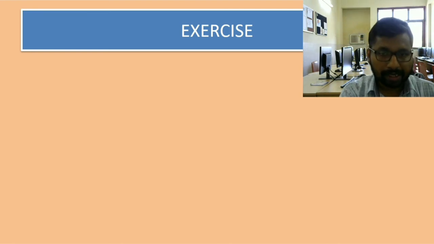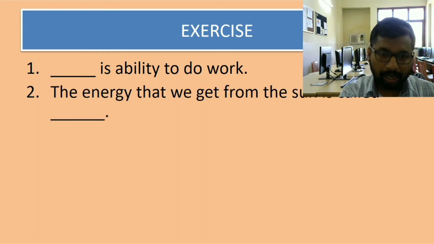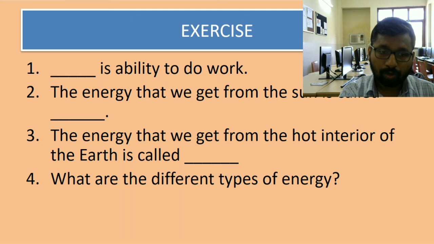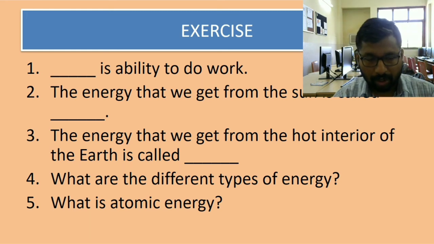So the last part is the exercise. You can try out these questions at home. Dash is the ability to do work. Second question, the energy that we get from the sun is called dash. Third question, the energy that we get from the hot interior of Earth is called dash. Fourth question, what are different types of energy? And the last question is, what is atomic energy? Try to attempt all these questions.